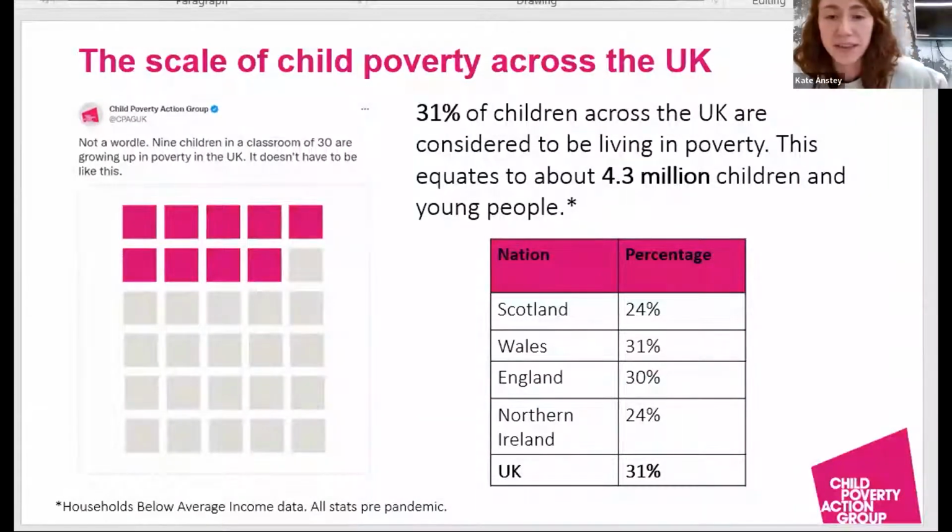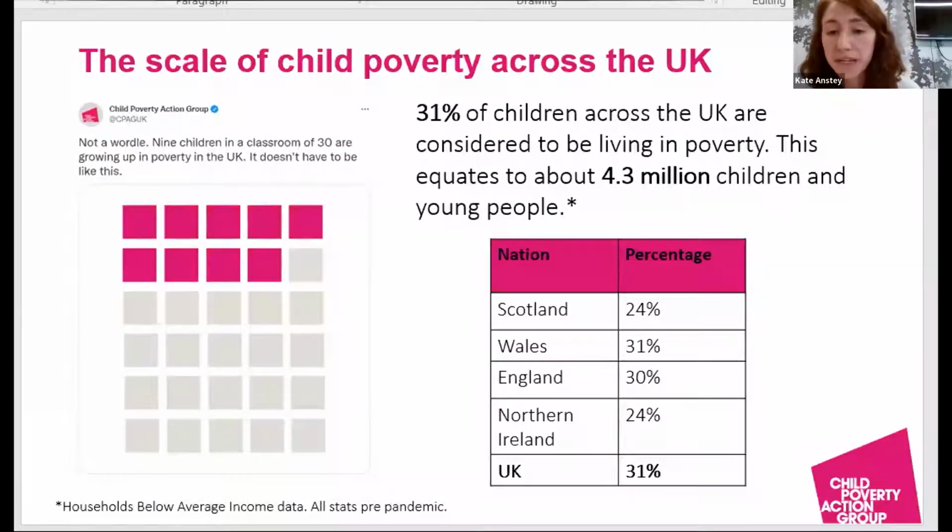I personally find those numbers quite hard to get my head around, but in a classroom sense, that is on average 9 children in a classroom of 30 growing up in poverty. Here I've used a Wordle graphic to help illustrate that point. And 9 in 30 is an average. We know there are lots and lots of classrooms out there where it will be a lot higher than that.